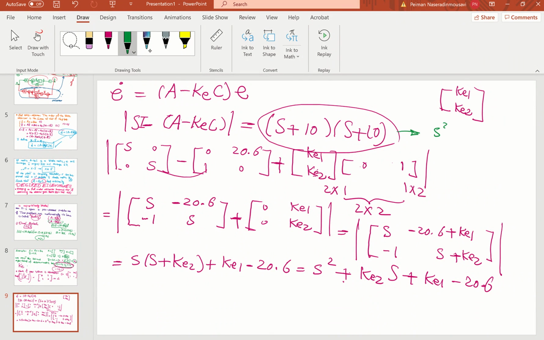But the other side is this: s squared plus 20s plus 100. So this is going to be equal to s squared plus 20s plus 100. Come on, 100. Hold on, guys.